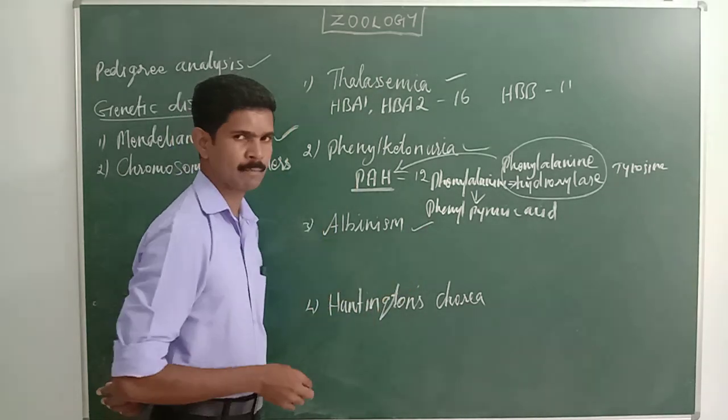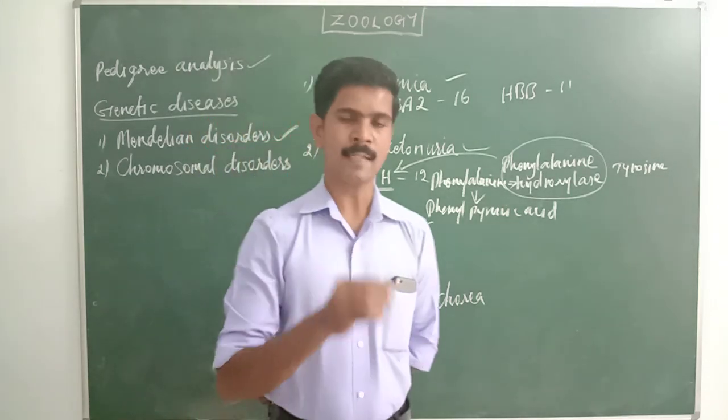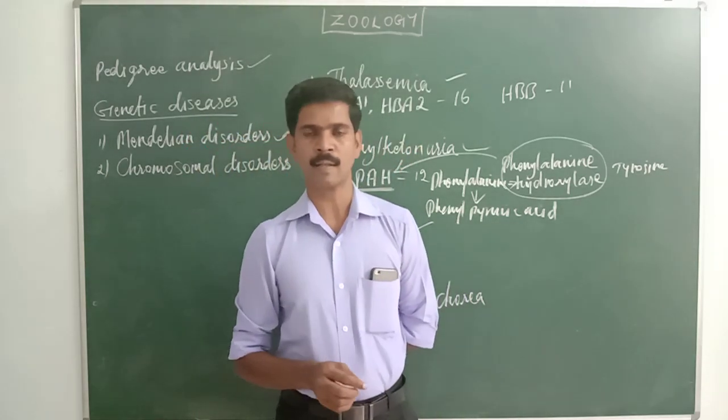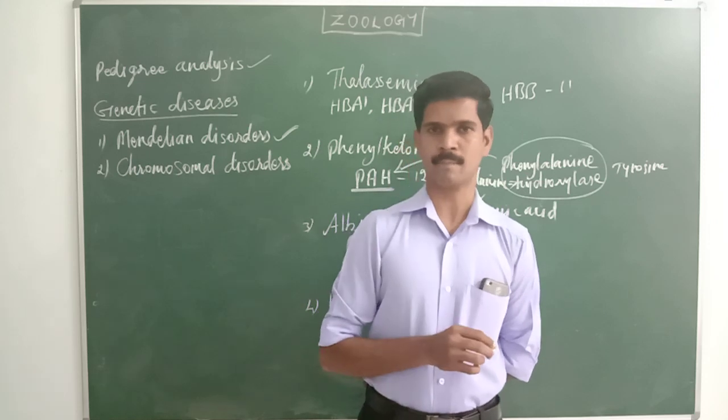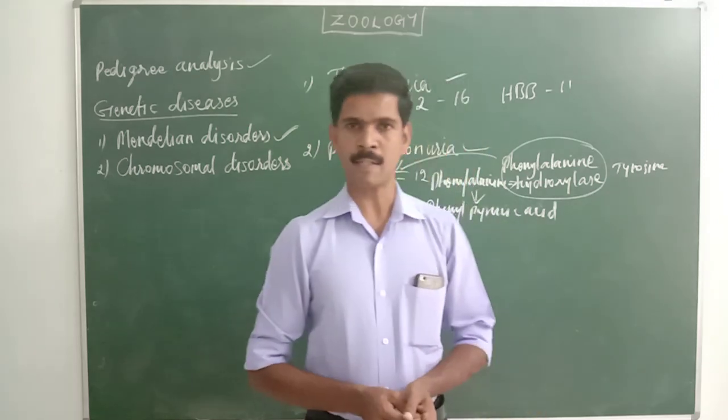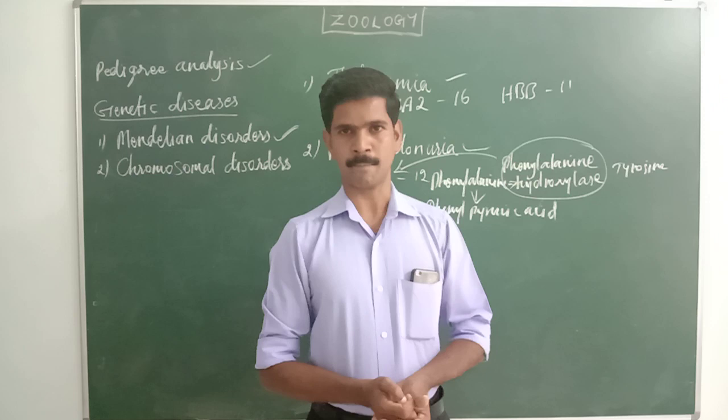genetic disease, albinism. Third genetic disease, albinism. This albinism is also one of the examples for the autosomal recessive gene disease. Okay, the reason for this albinism is autosomal recessive gene.